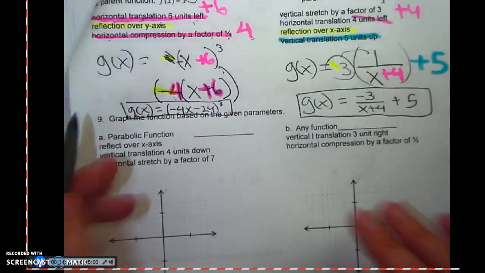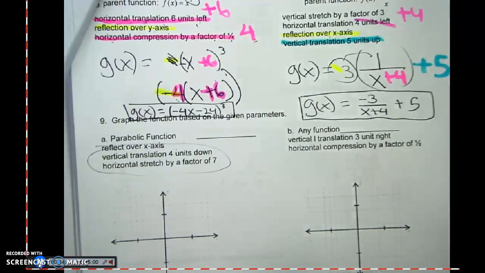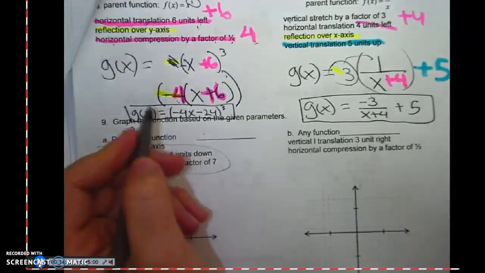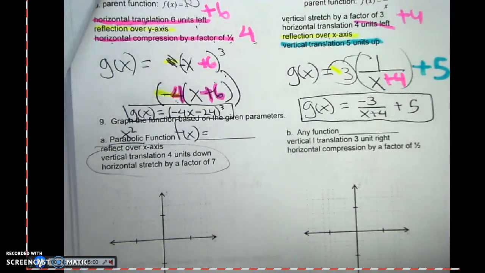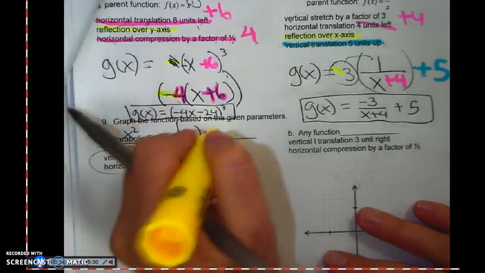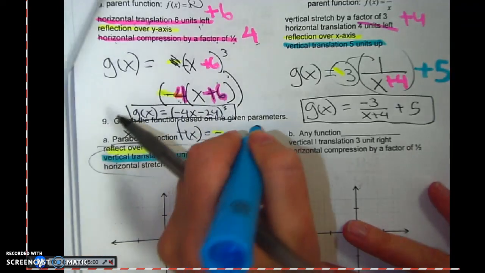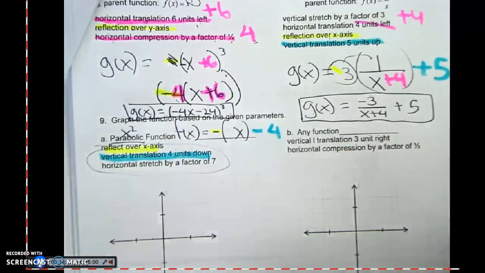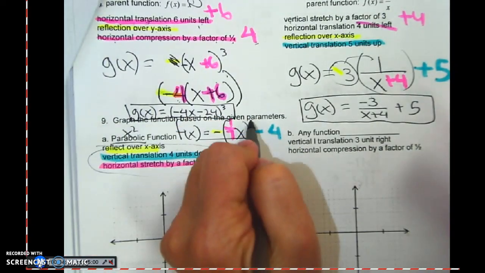All right. This time I want you to graph the function based on this, and then give me the new function. Since it's parabolic, that means x squared. And I can call it f of x, g of x, whatever. So I'll say f of x, okay? So reflecting over the x really means it's with the y. Vertical translation, 4 units down, straight shooter. Horizontal stretch by a factor of 7, horizontal, inverse, 1/7. And then make sure you put a squared.